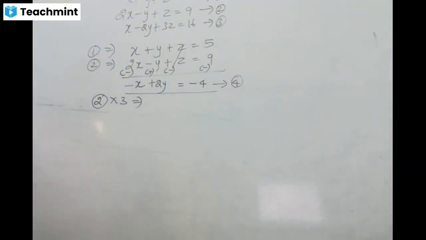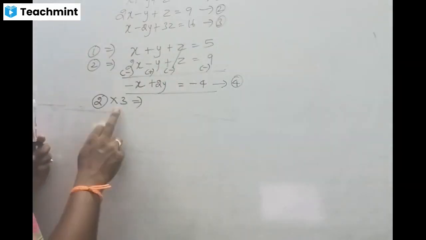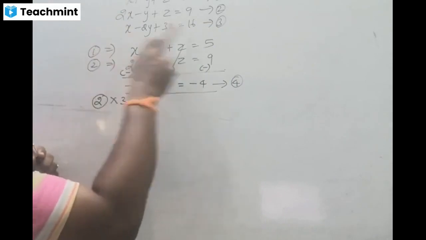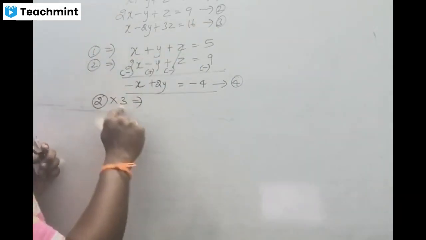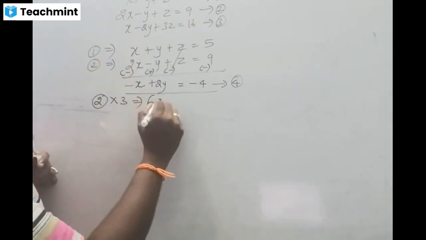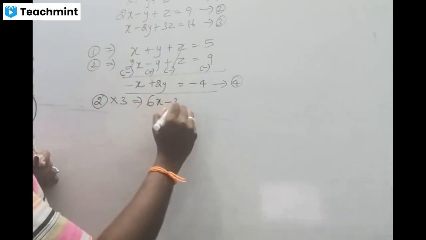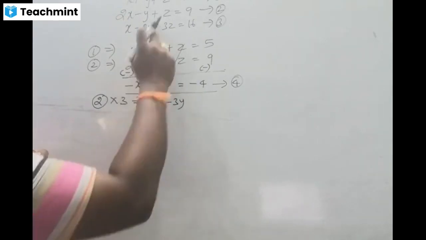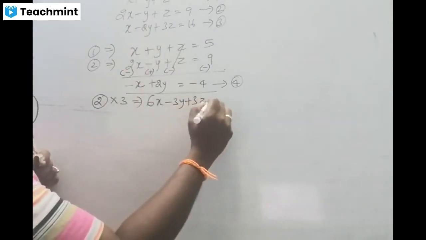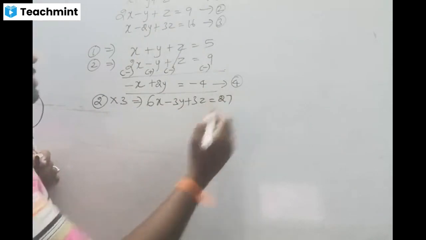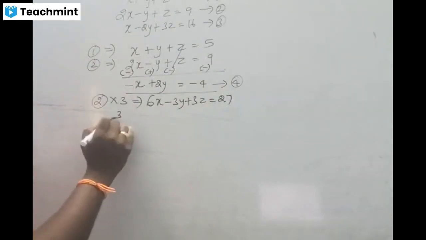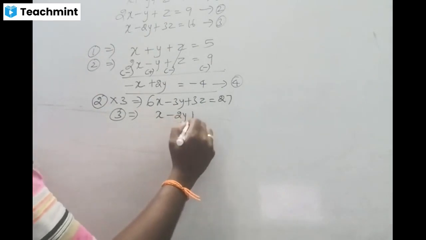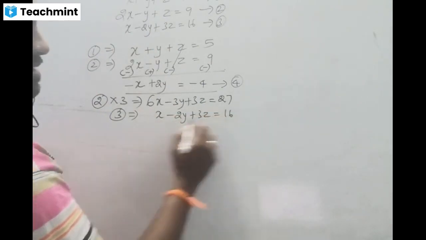Yeah, thank you, ma'am. So equation 2 is multiplied by 3. So we have to multiply each element of equation 2 by 3. So 2 threes are 6x, and 3 into y, 3y. If you have any symbol, just put it as it is. And 3 into z, 3z, equal to 3 nines are 27. And the third equation comes as it is because we already have 3z. So x minus 2y plus 3z equal to 16.